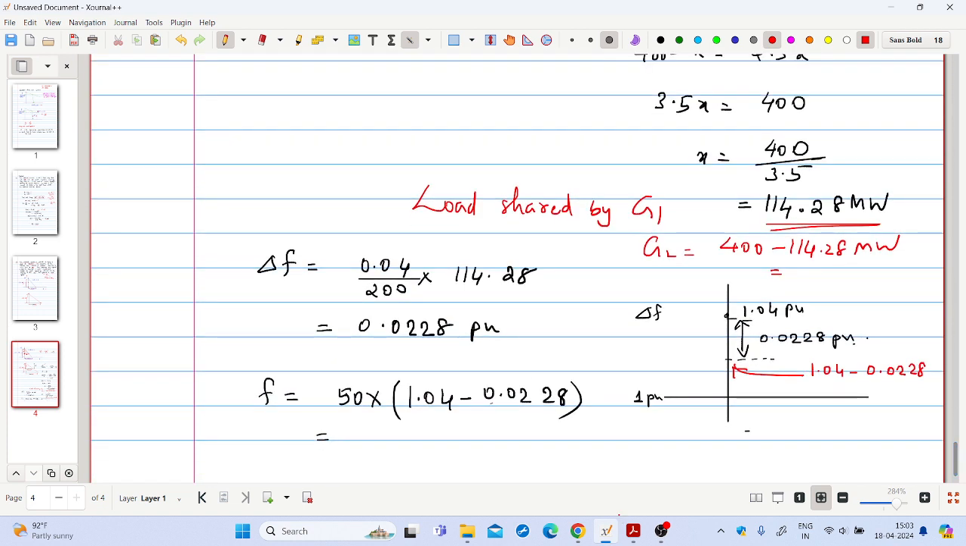Delta F turns out to be 0.0228 per unit. It is given that the nominal frequency is at full load, and this change is 4%. So at no load, the frequency will be 1.04 per unit. From 1.04 per unit, your frequency decreases by 0.0228 per unit. So what is the current frequency? It is 1.04 minus 0.0228, into the nominal frequency 50. That will be the frequency.